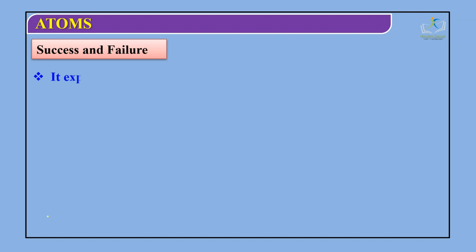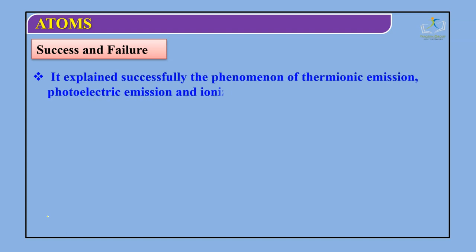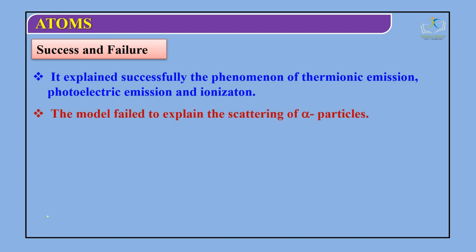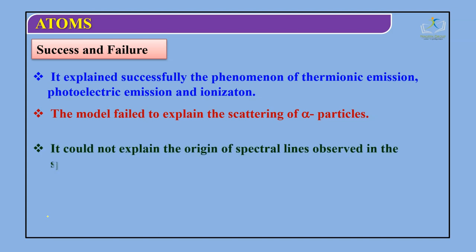Success and failures. J.J. Thomson's model successfully explains the phenomena of thermionic emission, photoelectric emission, and ionization. But this model fails to explain the scattering of alpha particles. It could not explain the origin of spectral lines in the spectrum of hydrogen and other atoms.